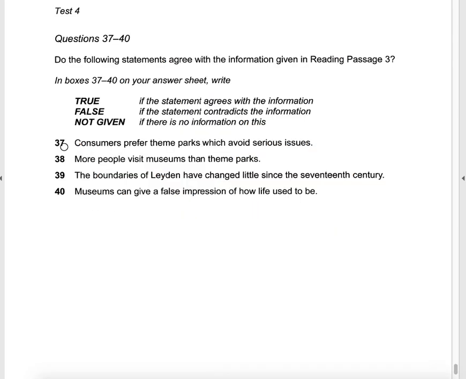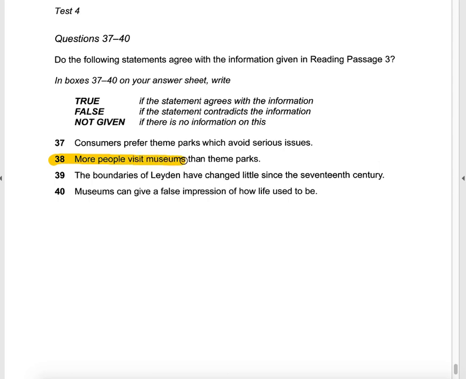Okay, so 37. Consumers prefer theme parks which avoid serious issues. So theme parks, I like Disneyland, Galaxyland here. Avoid serious issues. So that's what consumers or customers prefer.